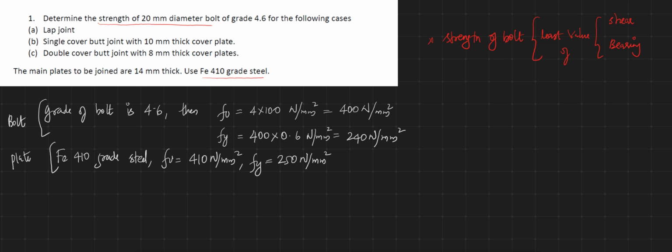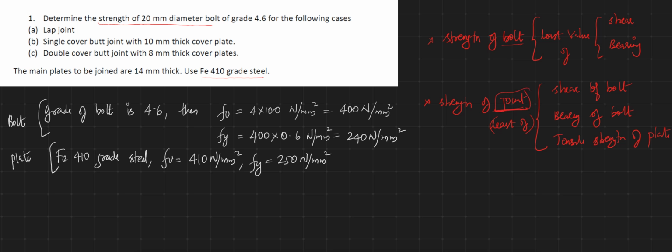If it is asked to determine the strength of the joint, it is the least value of either shear strength of the bolt, bearing strength of the bolt, or tensile strength of the plate. So the least value of these will provide you the strength of the joint. So you need to be clear when you are seeing the question. If it is asked the strength of the bolt, you need to see the least value of shear or bearing. If it is asked the strength of the joint, then you should go for either shear strength of the bolt, bearing strength of the bolt, or tensile strength of the plate.